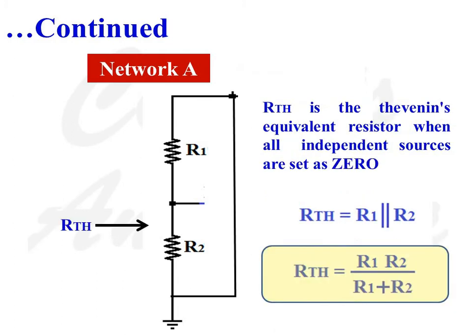Now to find the Thevenin equivalent resistance RTH, replace the voltage source with its internal resistance. Internal resistance of a voltage source is equal to 0, and find the effective resistance which is seen when we look into the output terminals of network A. So RTH is equal to R1 parallel to R2. We can write RTH is equal to R1 R2 divided by R1 plus R2.